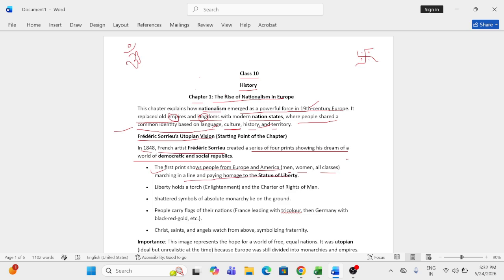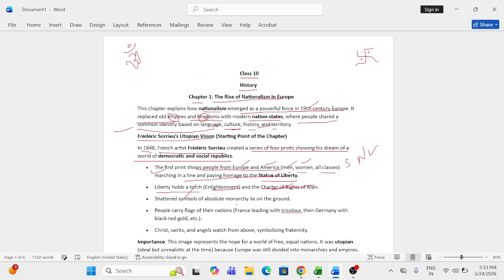Please refer to your NCERT book, where you will find the Statue of Liberty and all the people from Europe and America. It contains men, women, and all classes marching in a line, paying homage to the Statue of Liberty. Liberty holds a torch, which is called enlightenment, and a charter of the rights of man.